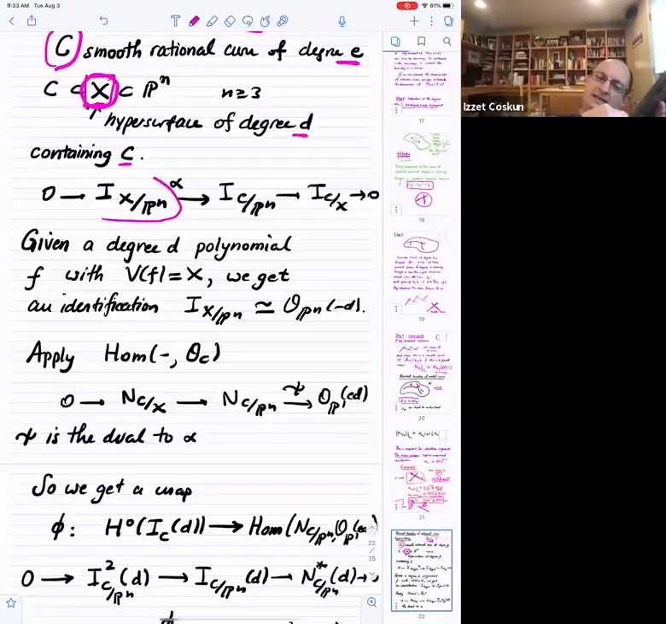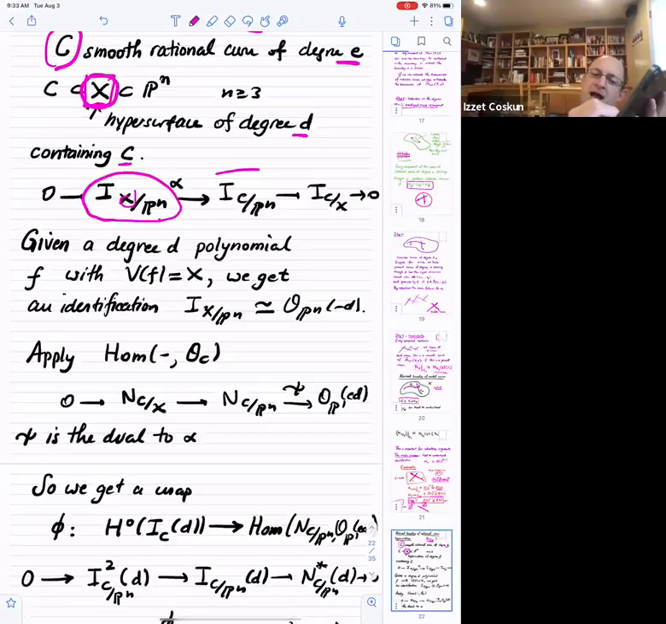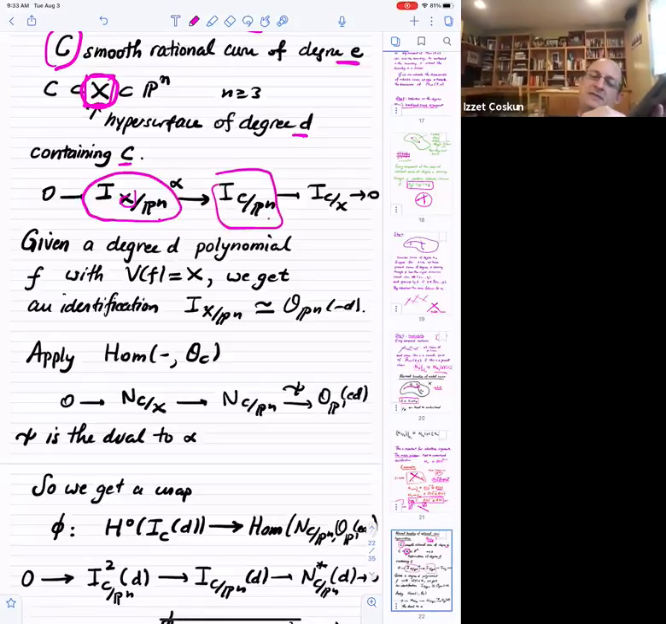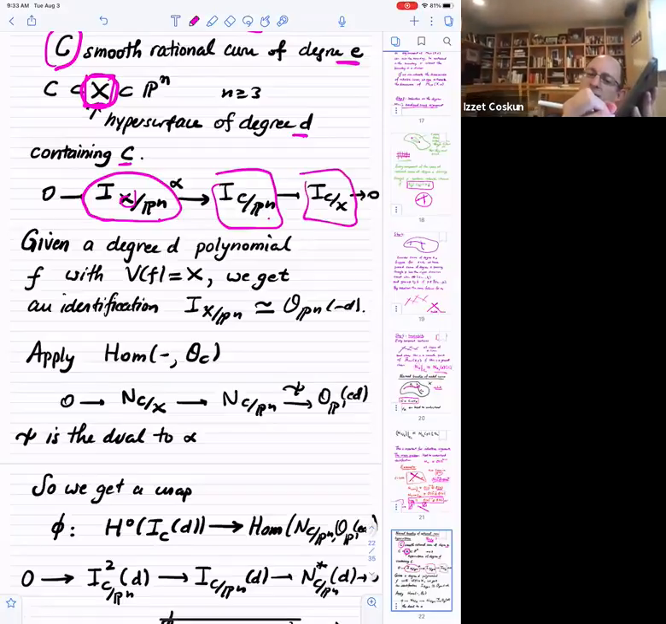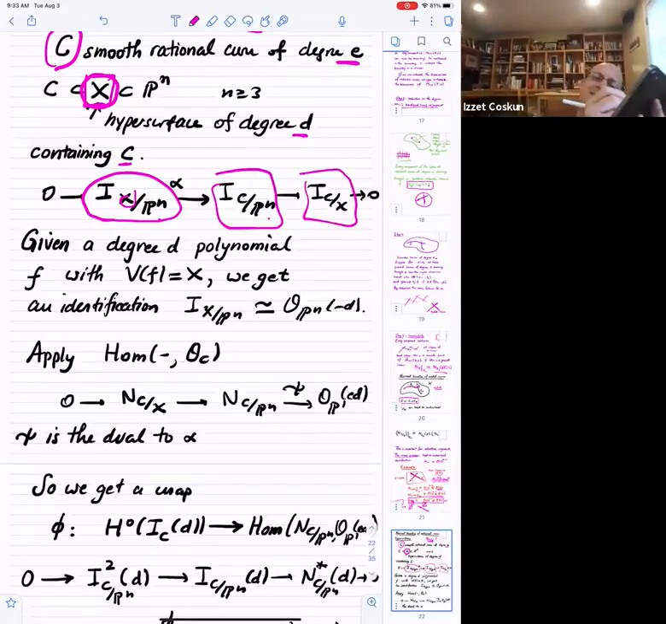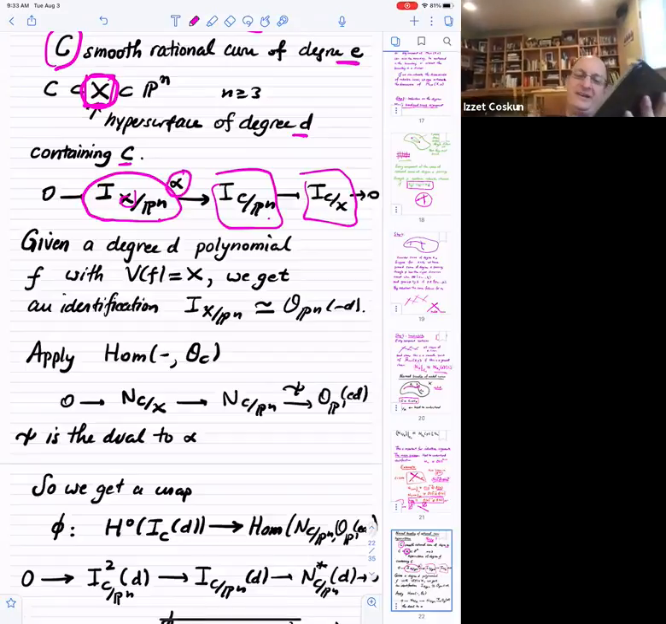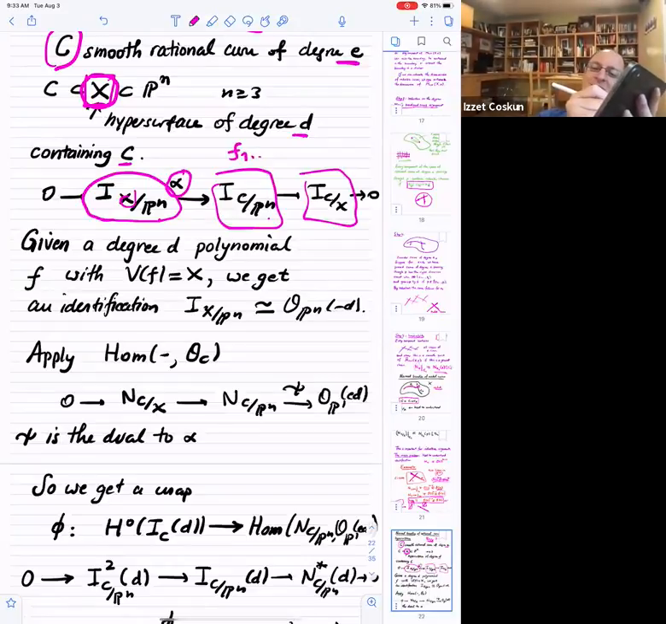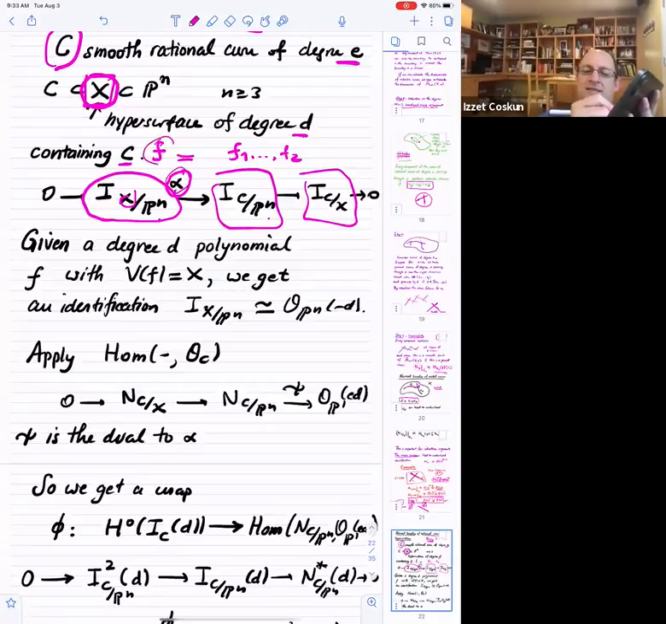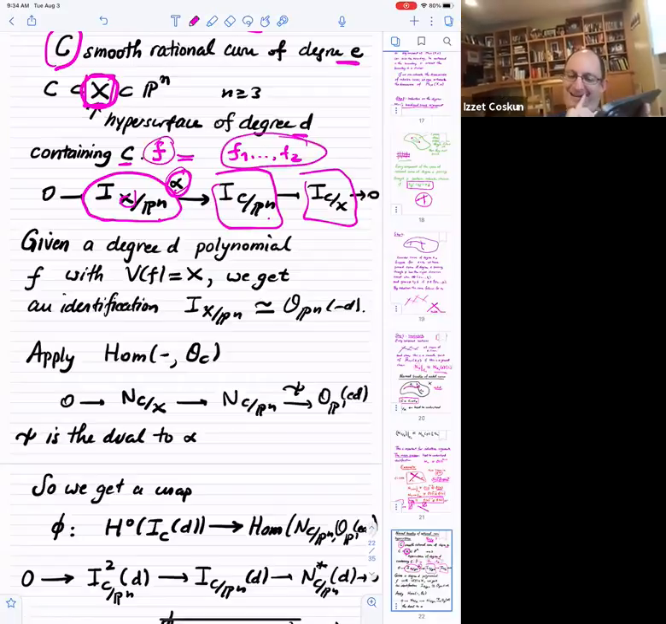I have the ideal of the hypersurface in Pn, and I have the ideal of the curve in Pn. If you have the ideal of the hypersurface in Pn, then it maps to the ideal of the curve in Pn, with the cokernel being the ideal of the curve in the hypersurface. What does this map do? This map is a very concrete thing, right? Here you have your generator of the ideal of the curve, here you have your X, and this alpha is a way of expressing this equation F in terms of the generators of this thing, yeah?